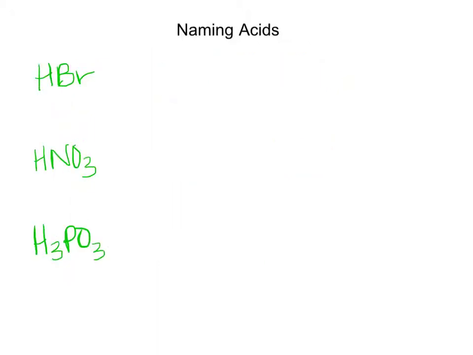Now for naming acids, let's just use the same 3 acids that we used on the last slide. And so for this first one, we only have the 1 anion here, so it's not a polyatomic ion, it's just an individual element. So the way that we write this one, it's going to look like this.